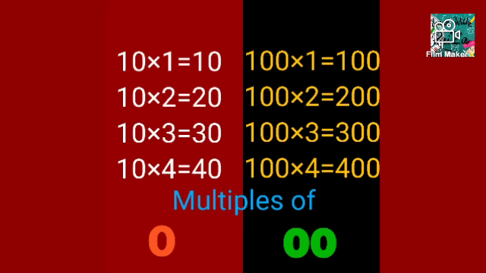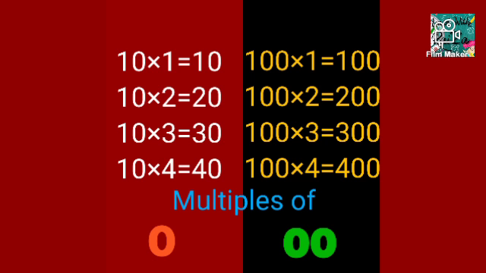Okay students, you already know the 10 times table. 10 times 1 is 10, 10 times 2 is 20, 10 times 3 is 30 and 10 times 4 is 40. Likewise it goes on. You know that all multiples of 10 end with a 0. You know that all multiples of 100 end with 2 zeros. And you know how to use place value tables to write numbers as well. Now let's see how to multiply by 10 and 100.